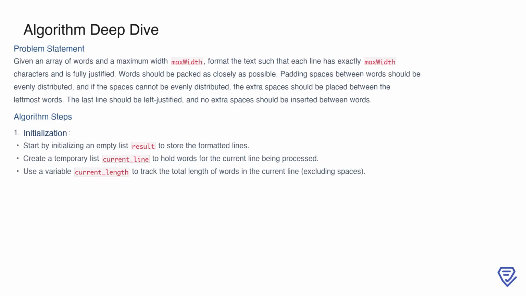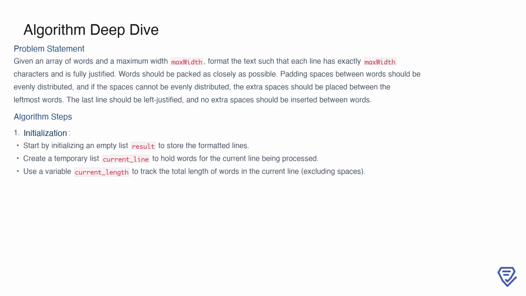Let's start by understanding the problem. You're given an array of words and a maximum width, max width. The goal is to format the text so that each line is exactly max width characters and fully justified. This means the words on each line should be packed as closely as possible, with spaces distributed evenly between words. If there are leftover spaces that can't be evenly distributed, those extra spaces should go between the leftmost words. For the last line, special rules apply. It should be left justified, with no extra spaces inserted between words.